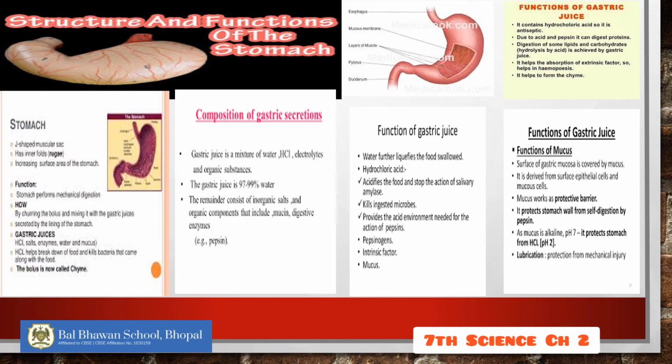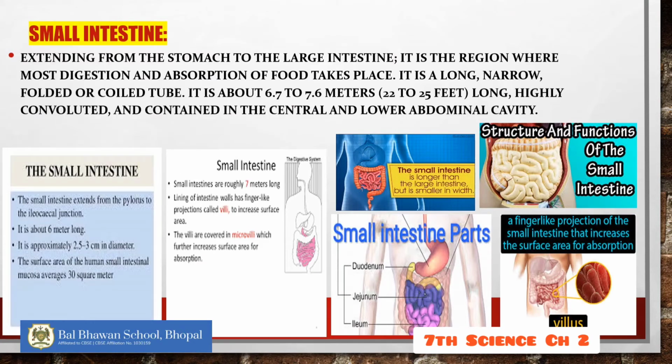Now coming to the next organ, that is the small intestine. If we look at the length of the small intestine, it is about 6.7 to 7.6 meters, that is about 22 to 25 feet. It is a highly coiled, long, convoluted tube which is present in the central and lower abdominal cavity.